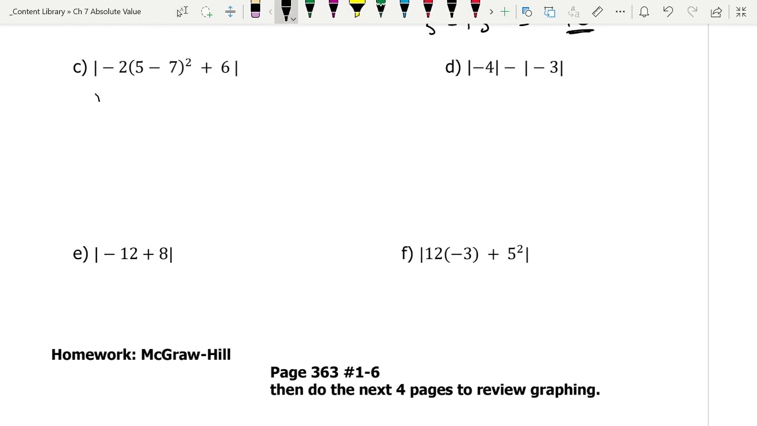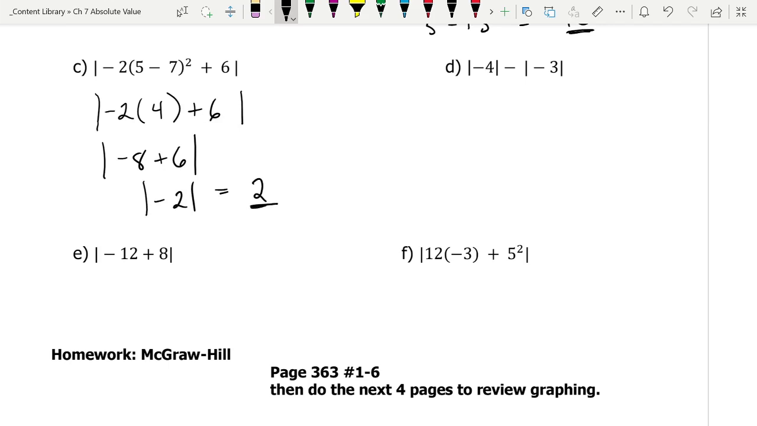The absolute value is the outside, so basically everything on the inside has to happen first. So 5 minus 7 is negative 2. But here's another reason negatives go away. What's negative 2 times itself? Positive 4. And then plus 6. So this is negative 2 times 4, which is negative 8, plus 6. So that's negative 2, but it's inside the absolute value bracket. So the final answer is 2.